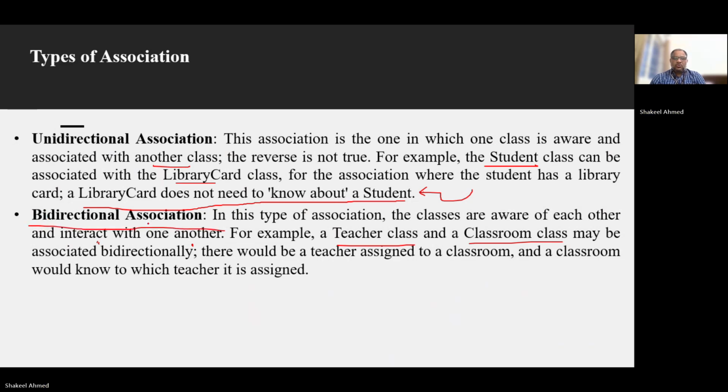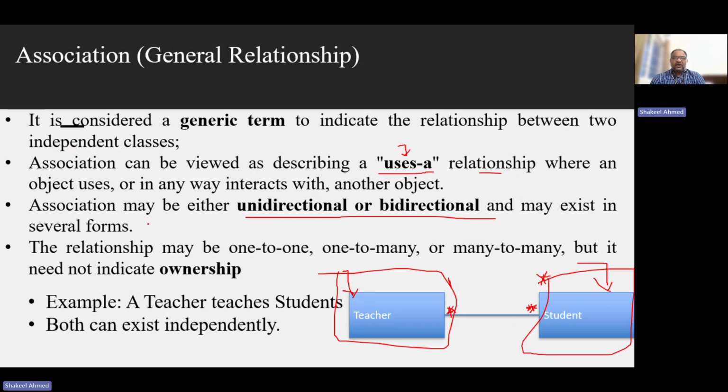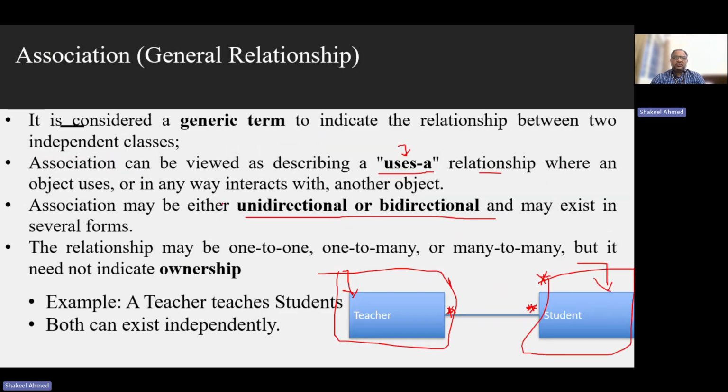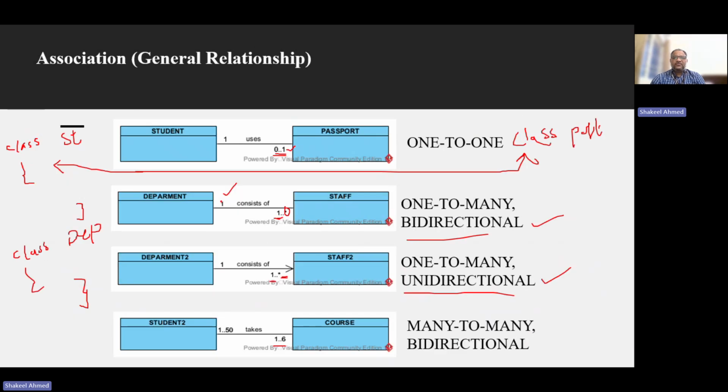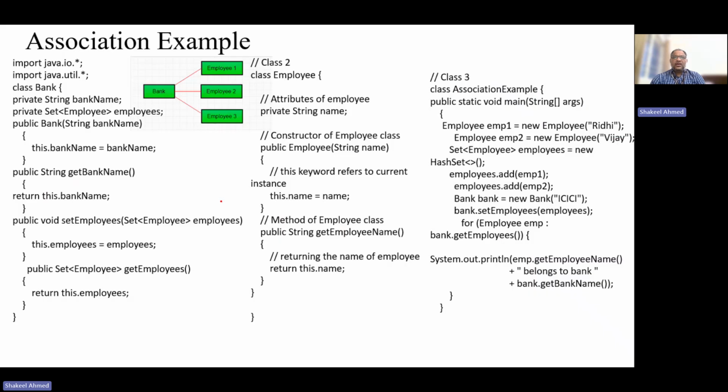So I guess it is clear now what association is. We have different forms of association: aggregation, composition, and association. What is the difference between them, what is the relationship between the two different classes, and how do you go for unidirectional and bidirectional? Right. So for association, let's look at an example in Java.